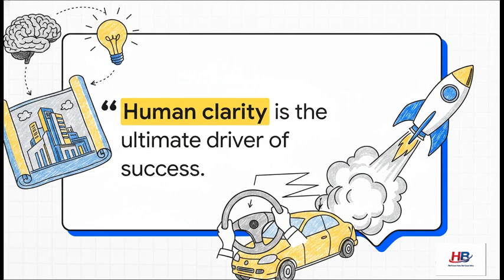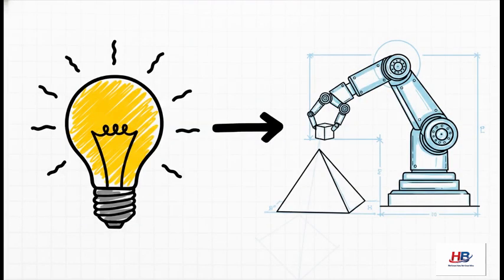Think of the AI as a high-speed sports car. It's incredibly powerful, sure, but you are still the driver. If you don't know exactly where you're going, and if you can't articulate that destination through specific parameters, the machines simply can't get you there. And that brings us to the core takeaway, the golden rule. Human clarity drives machine precision.